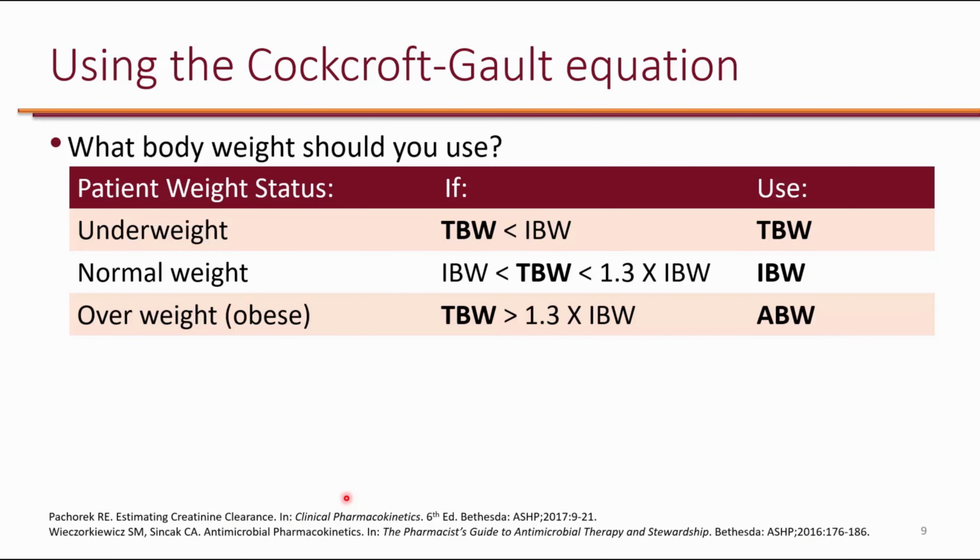So going back to the Cockcroft-Gault equation, if someone is underweight, meaning that their total body weight is less than their ideal body weight, you should use total body weight in the Cockcroft-Gault equation. Someone who has a normal weight, meaning that they weigh at least their ideal body weight, but less than 1.3 times the ideal body weight, you should use the ideal body weight in the Cockcroft-Gault equation. And of course, someone who's obese, and for the purpose of this class, we're going to use the cutoff of 1.3 times the ideal body weight, you should calculate the adjusted body weight and use the adjusted body weight in the Cockcroft-Gault equation.